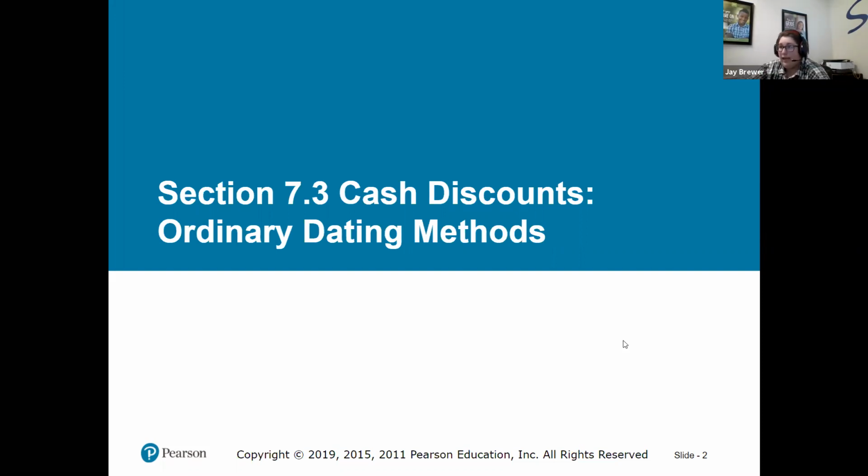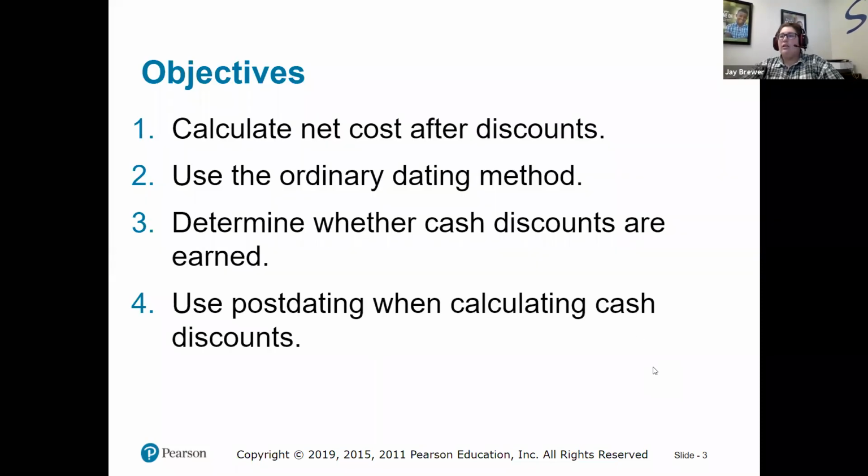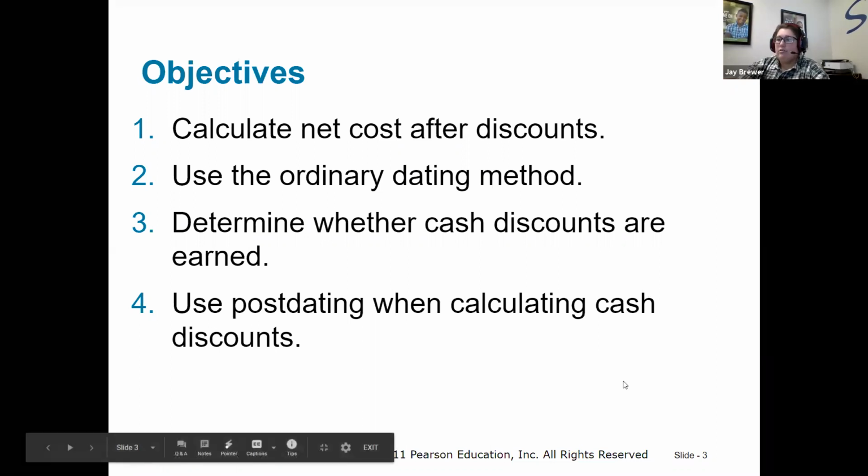7.3 is cash, not crash, cash discounts and ordinary dating methods. Wow. If it would have been the other, it would have been a really terrible reality TV show. Okay. Calculate the net cost after discounts. Use the ordinary dating method and determine whether cash discounts are earned. Use post dating when calculating cash discounts.